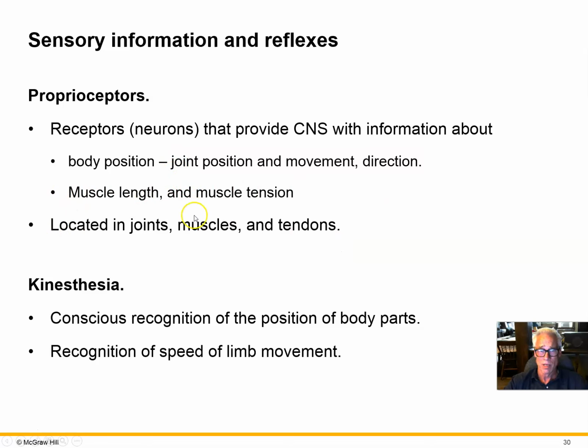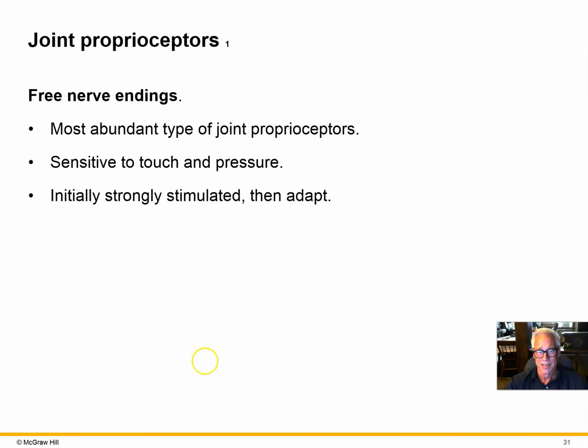So we have all these proprioceptors. Kinesthesia just refers to your conscious perception of the position and movement of your limbs, your joints. So what kind of receptors, what kind of nerve endings provide this proprioceptive information?